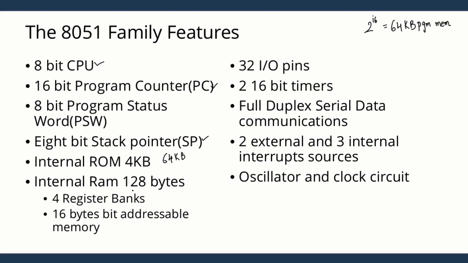Then you have internal RAM of 128 bytes, divided into 4 register banks and 16 bytes of bit addressable memory. Then it has 32 I/O pins, which can be used as input as well as output. Then you have 2 16-bit timers for timing applications, serial data communication for communication applications, and 2 external and 3 internal interrupt sources for interfacing for high speed data. Finally, we have the oscillator and the clock circuit. Now let us look at these features one by one.